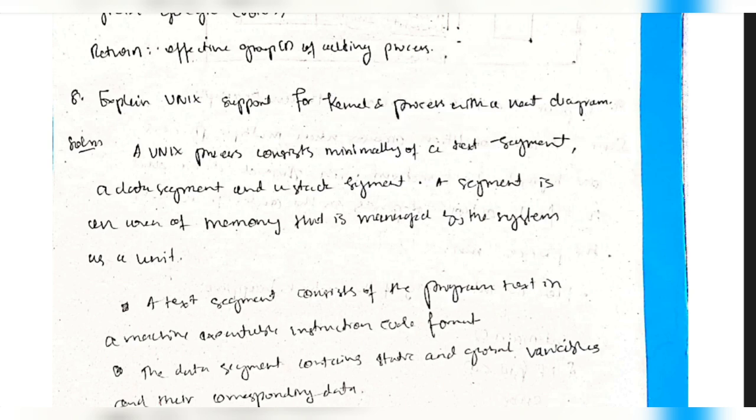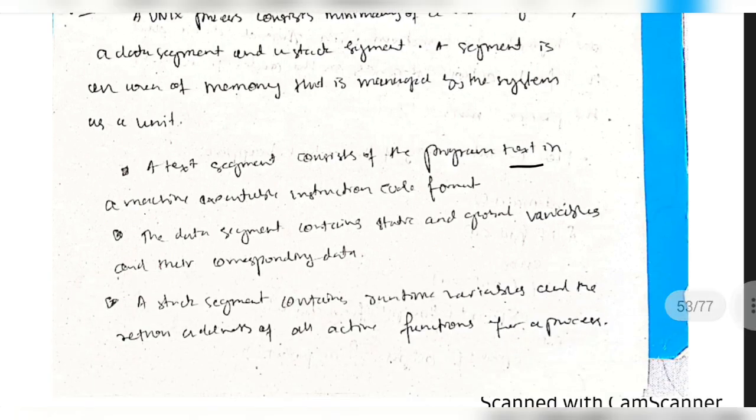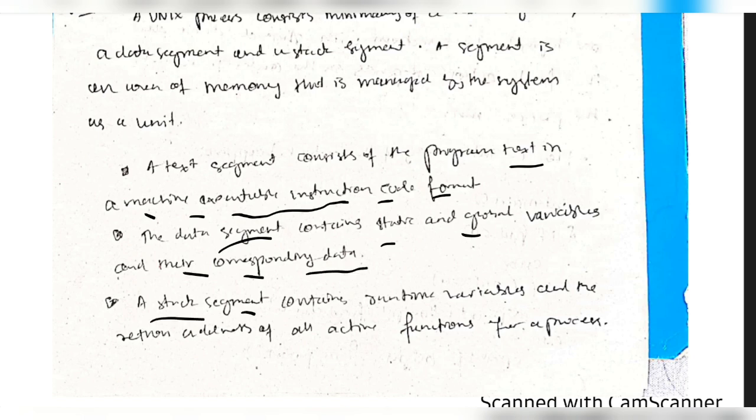A text segment consists of the program text in the machine executable instruction format. The data segment contains both the static and the global variables and the corresponding data. A stack segment contains the runtime variables and the return addresses of all the active functions for a process.